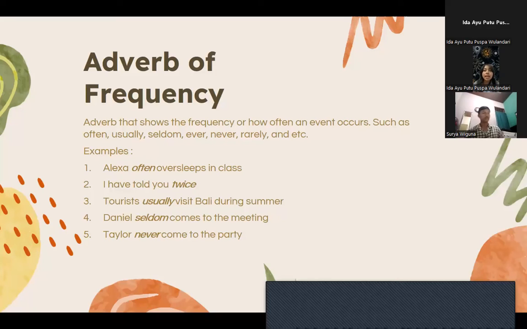The next is I have told you twice. The next is tourists usually visit Bali during the summer. Next is Daniel seldom comes to the meeting, and last is Taylor never comes to the party.